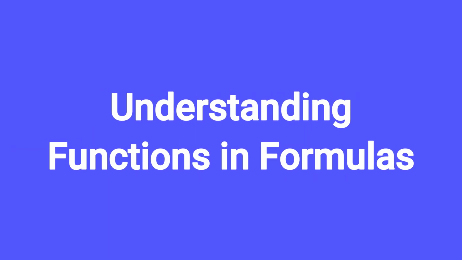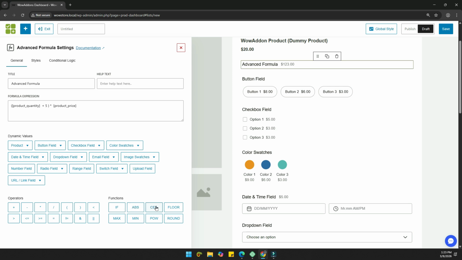With functions, the formula block in WowAddons works almost like a small spreadsheet inside your product page. At the moment, WowAddons provides 8 functions, and once you understand them, you can build very powerful pricing rules.